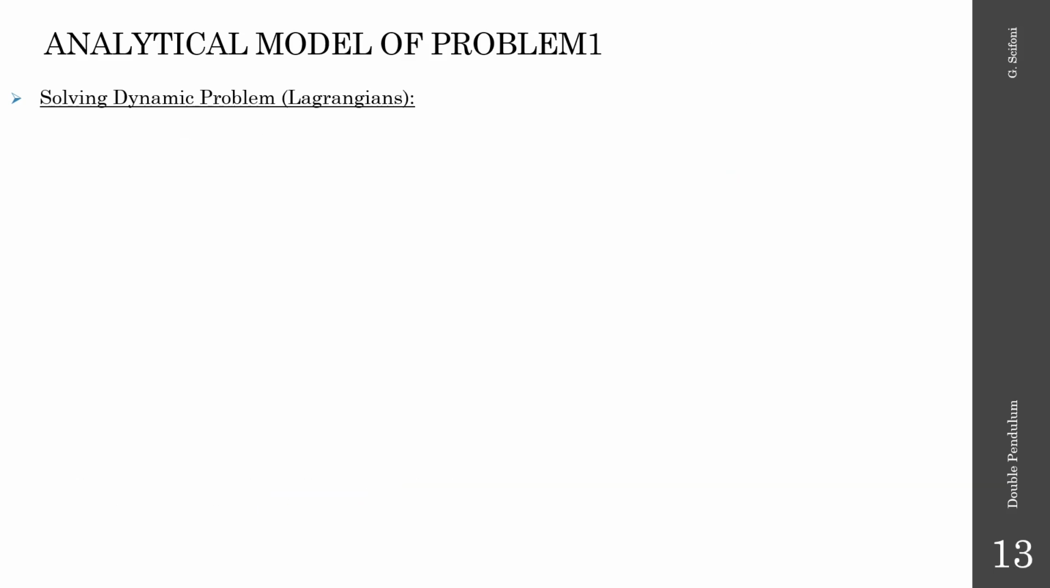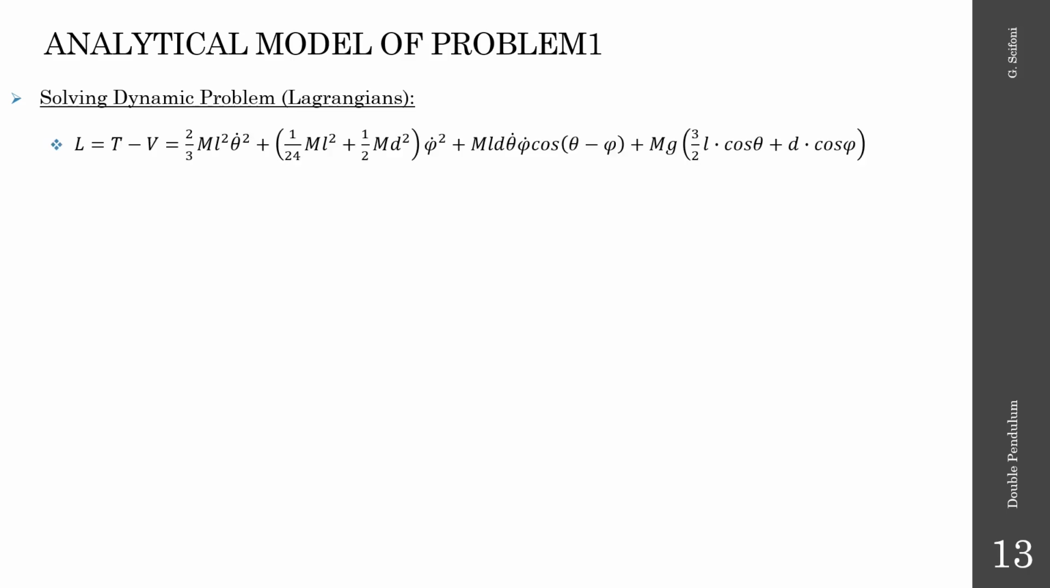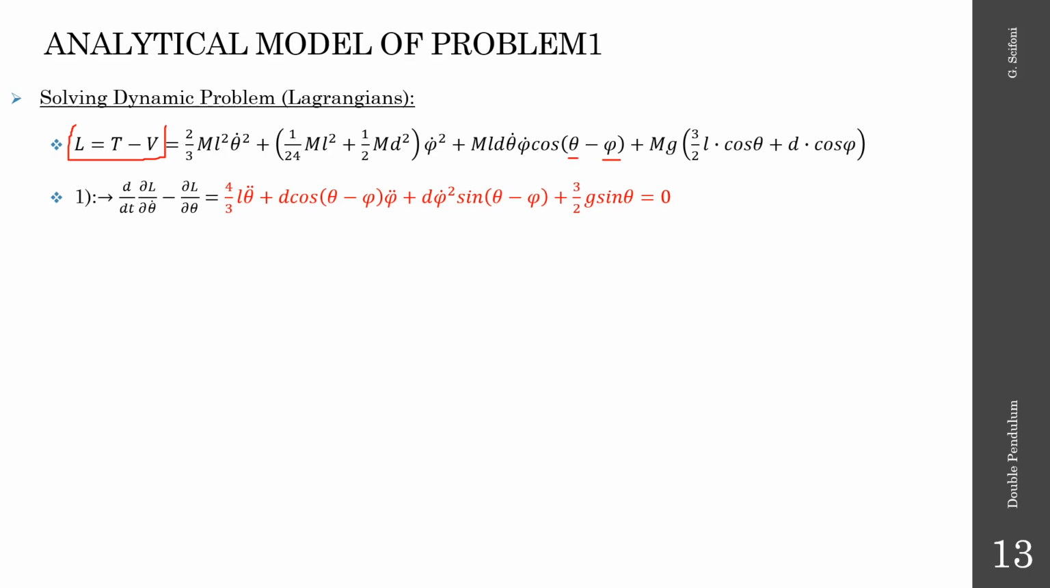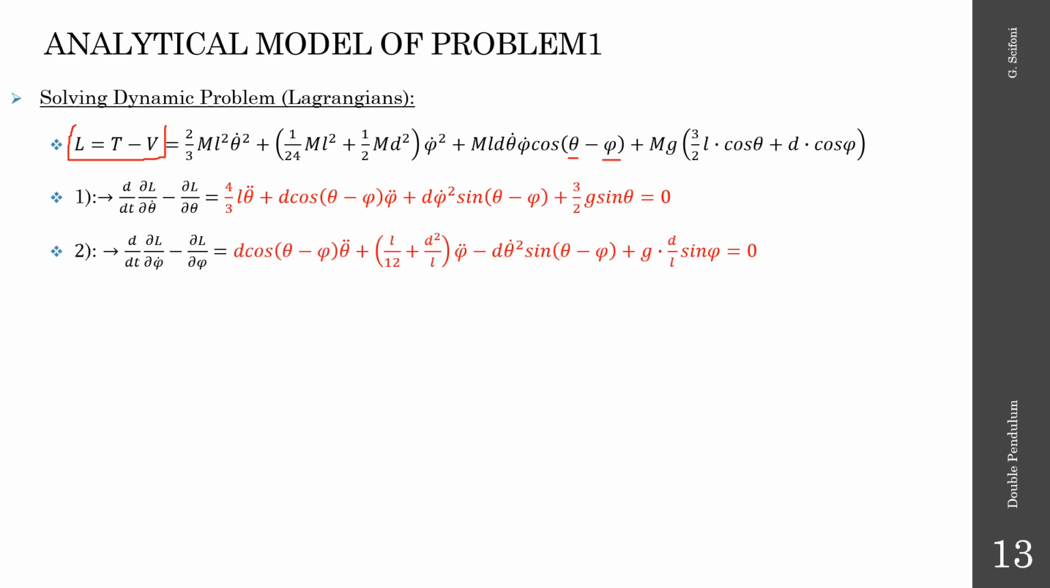Since we have now both capital V and capital T, we can write the Lagrangian function capital L of the system. We remember that capital L is a function of two variables, theta and phi, and also its derivatives. The first motion equation is given by the Lagrange formula with partial derivatives with respect to theta. The second motion equation is written in a similar way with partial derivatives with respect to phi. We get the equations in red.